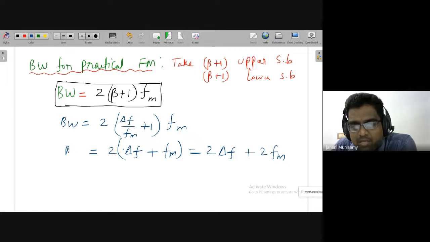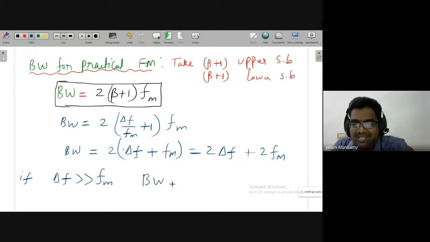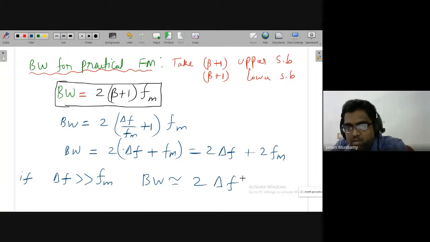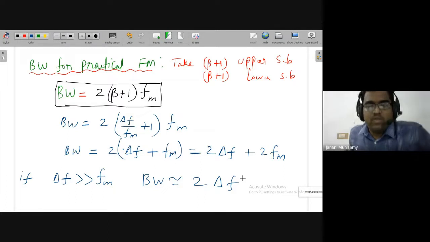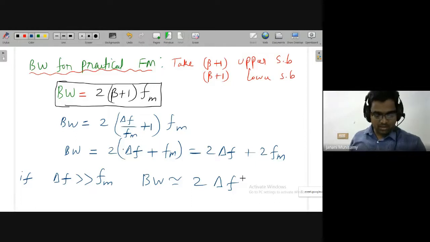In some cases, suppose del f is much greater than fm. In some cases it is possible. The frequency deviation is much larger than fm. In that case, the bandwidth is approximately 2 times the frequency deviation. Sometimes they will mention this specifically in the question itself: the frequency deviation is much greater than fm, then what is the bandwidth? That time they may not provide the fm value, because we only need the frequency deviation. So the bandwidth is just 2 times del f.